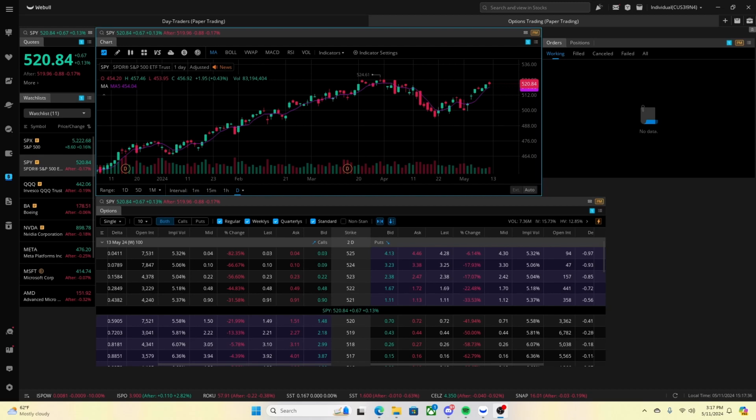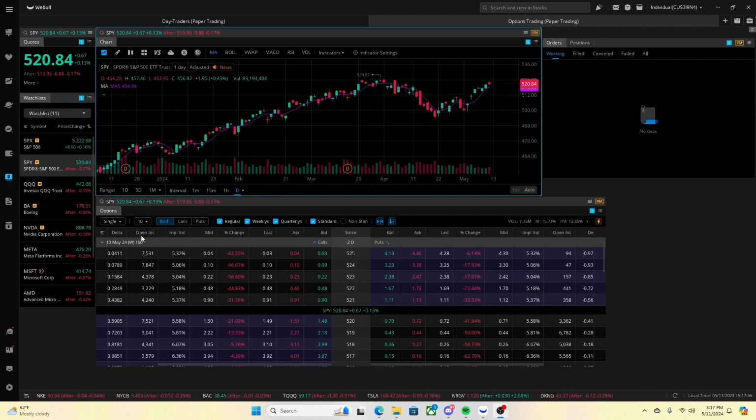Now, looking at Webull, this is where you would place options. This is what it looks like. I'm going to try and go over everything that I talked about and explain it a little more so it all makes a little bit more sense. So this is the chart here. Again, I don't look at this chart at all.